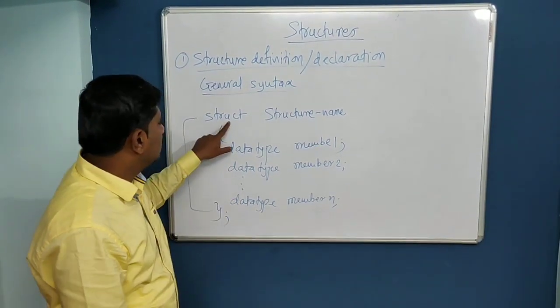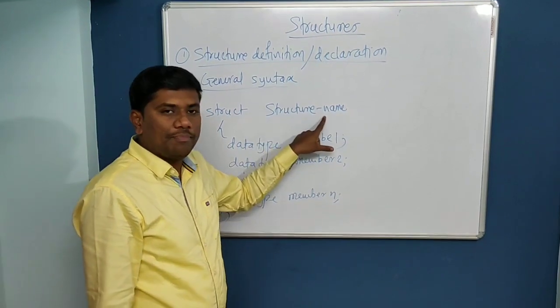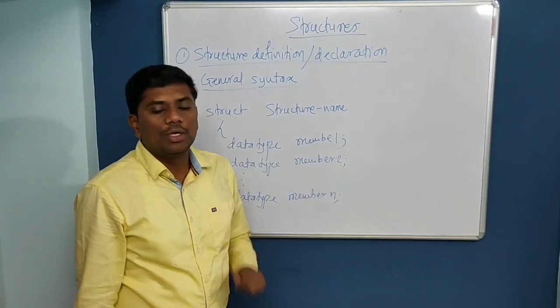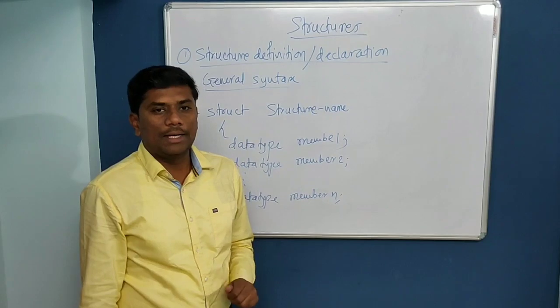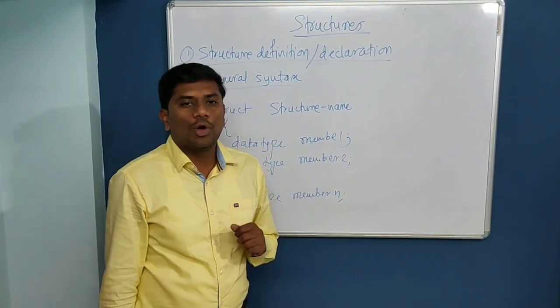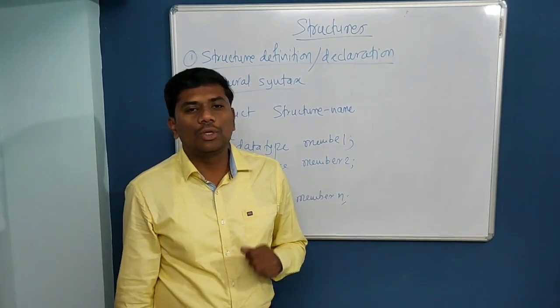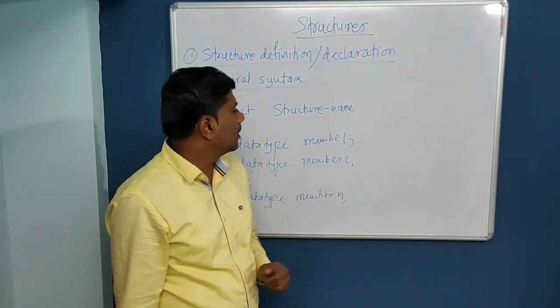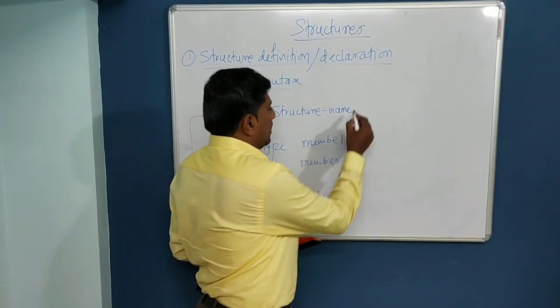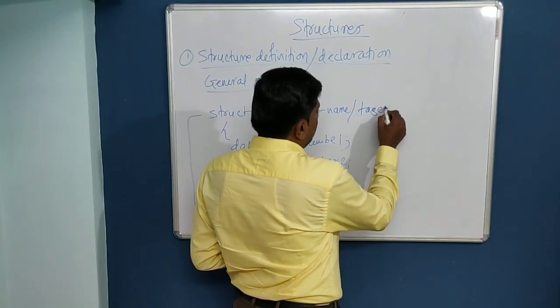So there is the struct keyword and the structure name. This structure name should follow the rules for an identifier. In an earlier lecture we already discussed identifiers, so this structure name should follow the rules of an identifier. This is also called the tag name or template.